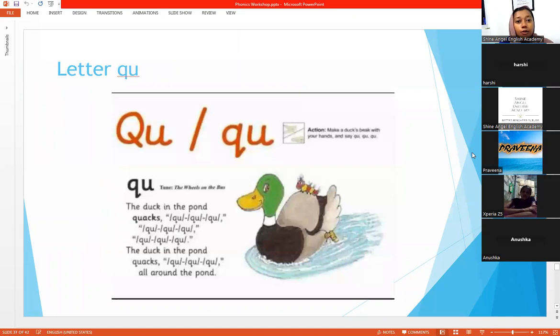Okay, next one is QU, it's quack, like the duck quacking. You have the hands, quack, quack, quack, right? The ducks in the pond quack. All around the pond, they're having the ducks, right? Quack, quack.